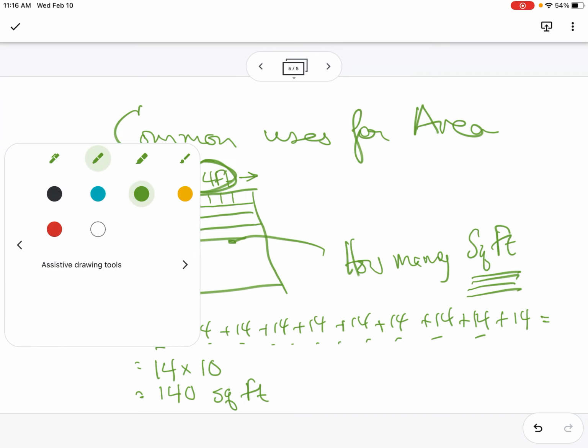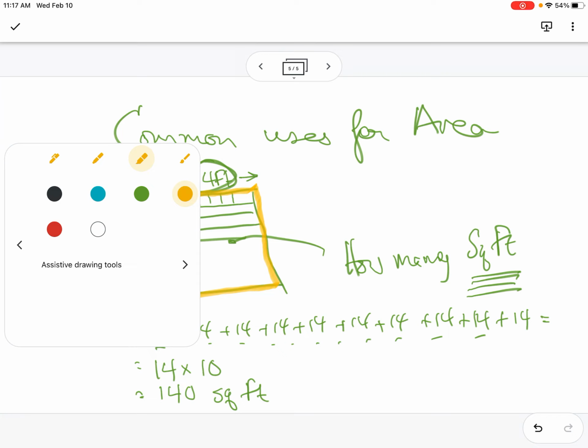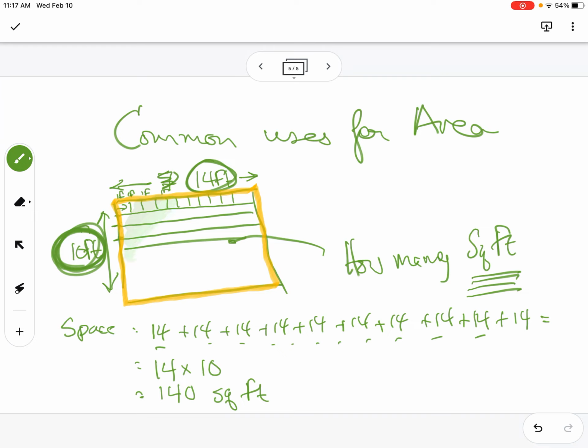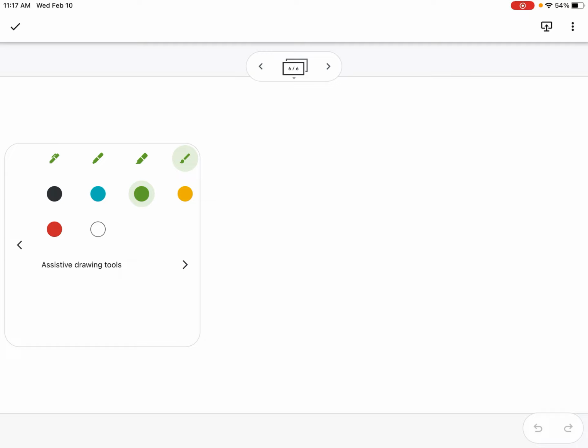Baseboard, if I wanted baseboard, then that reminds us again of perimeter. Remember, perimeter is really different than area. Perimeter is the distance around the outside of a shape. But area is the space that is inside a shape. So there's one example of where we would use the idea of area.